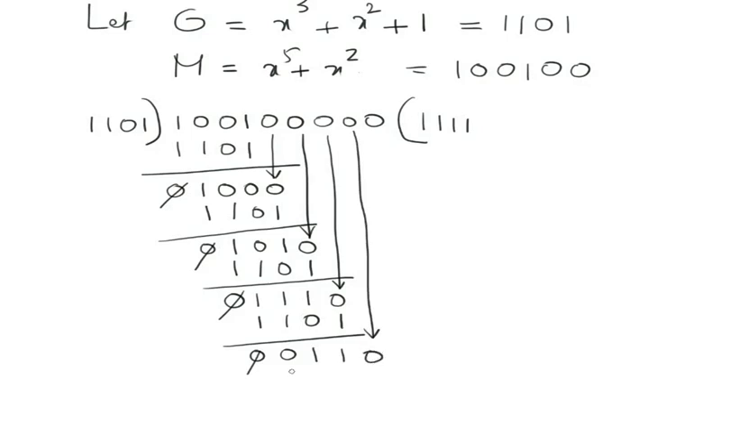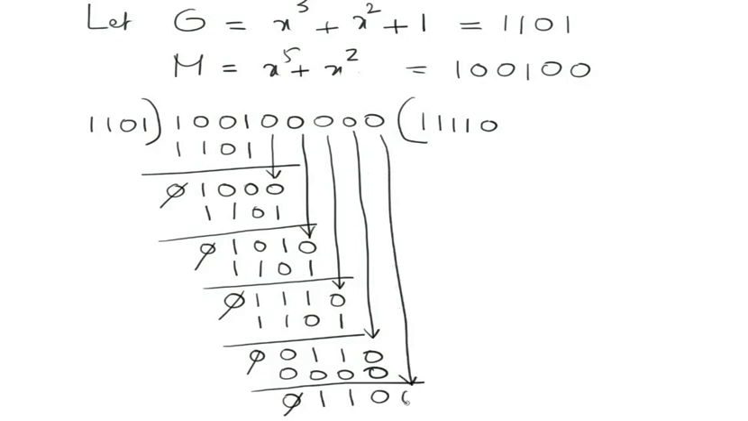Put it here. Now the first bit is a 0, so put 0 here. 0 multiplied by 1101 is 0 0 0 0. Again, even number is 0, odd number of ones is 1, this is 0. Discard the first 0 and bring the next bit down, put it here. We have 1 in the first place, so put a 1 here. 1 into 1101 is 1101.